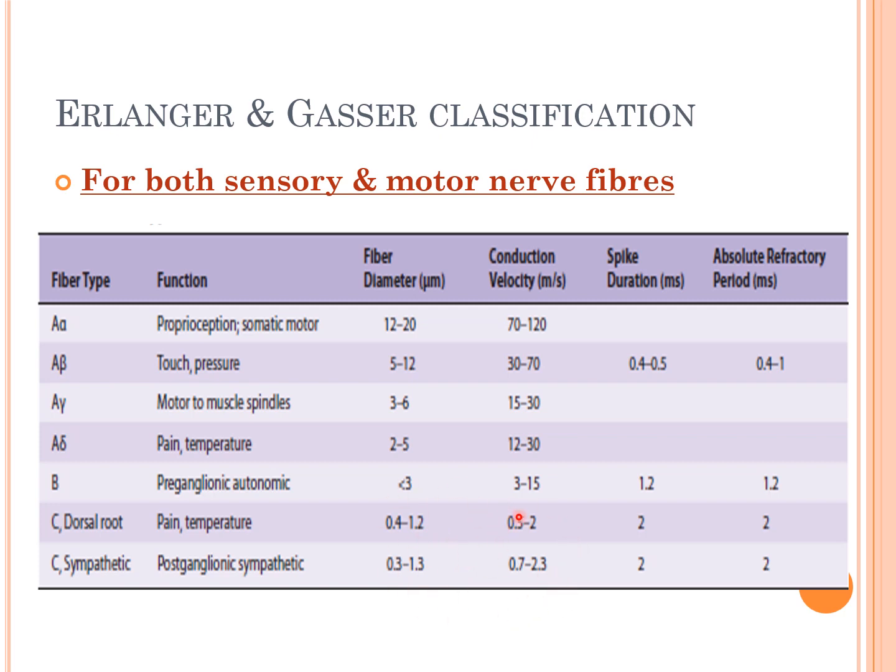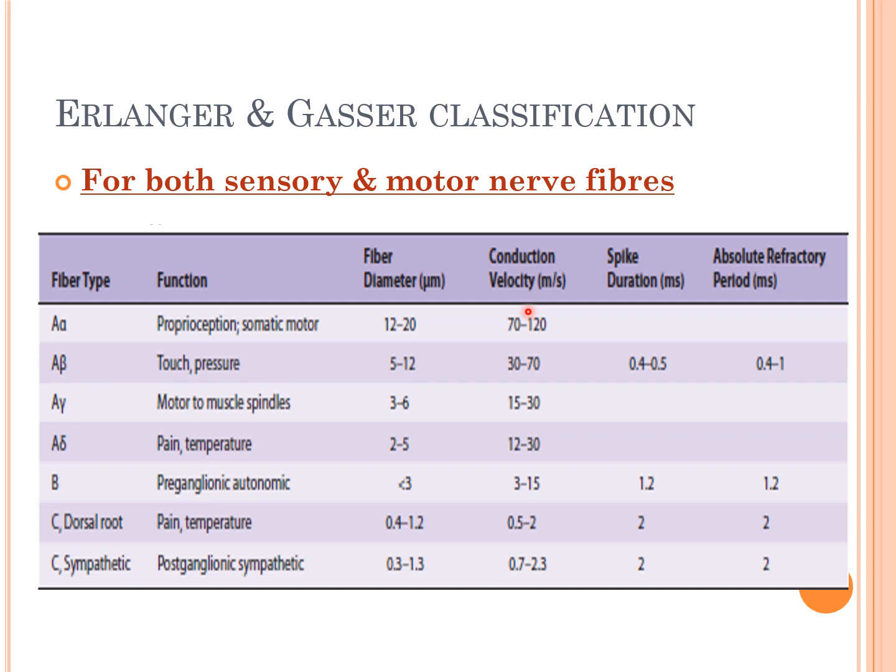So the conduction velocity is also from 0.5 to 2.3 meter per second. As you can see, the greater the diameter, the greater the conduction velocity. The A alpha fibers have greater diameter, so the conduction velocity is greater, whereas type C fibers have lesser diameter, and conduction velocity is also less. So greater the diameter, greater the conduction velocity.